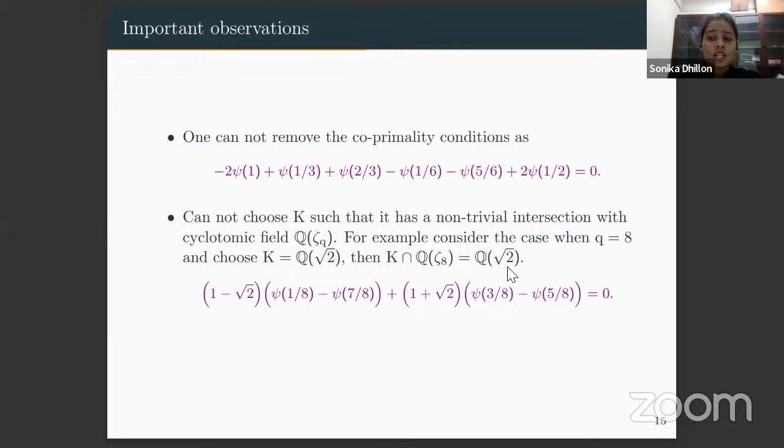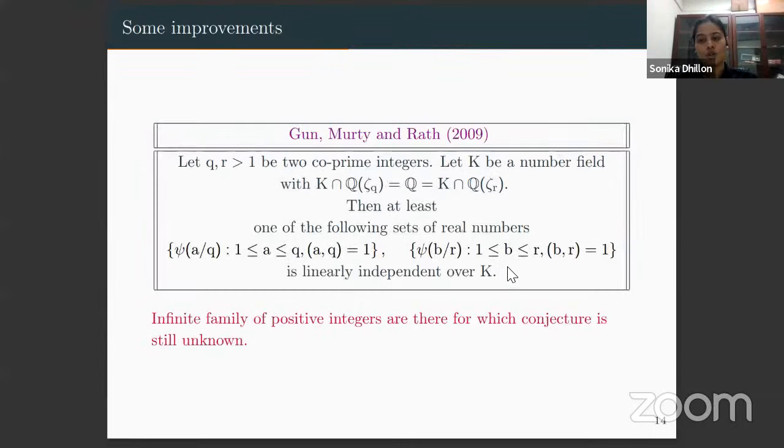So if the intersection is not the maximal real cyclotomic field, but some field smaller than it, then what happens? Because in most of the examples I have seen till now, the intersection comes out to be the maximal real cyclotomic field. If it is not the maximal real cyclotomic field, will that conjecture still be true or not? So that is one question that arises from here.